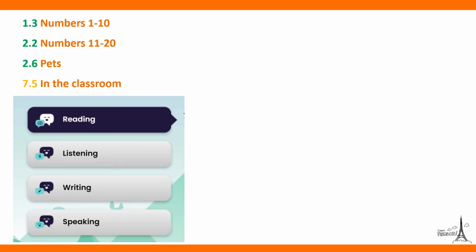So just to summarize, with the green numbers, you have got numbers 1 to 10, numbers 11 to 20, and pets. They are all on the green dice page. Written in yellow because it's from the yellow dice page, 7.5 is in the classroom. So I hope you can navigate your way around. Remember that you can always go back to the home button and restart from the vocab trainer.